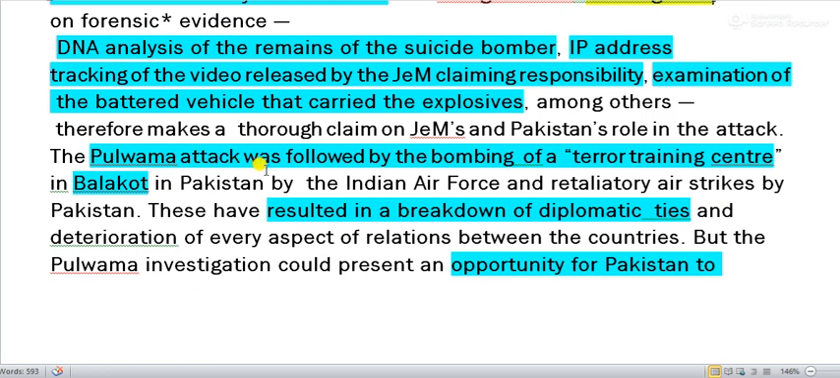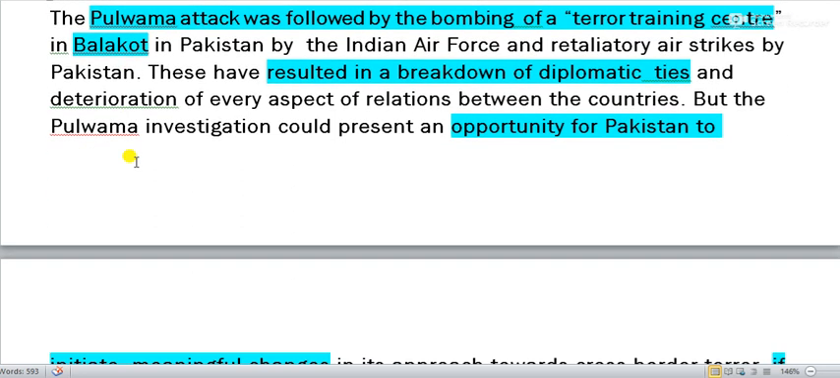The Pulwama attack was followed by the bombing of a terror training center in Balakot in Pakistan by the Indian Air Force and retaliatory air strikes by Pakistan. In the aftermath of the incident, the Indian Air Force bombed the terror training center which was located in Balakot of Pakistan. And in retaliation to this bombing, Pakistan also had air strikes against India.